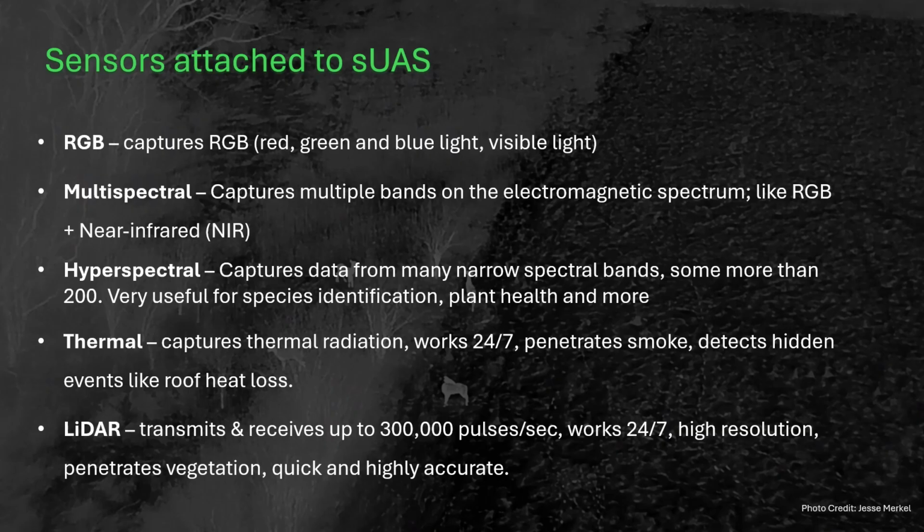Sensors that can be attached to sUAS include RGB, which capture the red, green, and blue visible light, multispectral sensors, which capture multiple bands on the electromagnetic spectrum, like RGB and near infrared, NIR. There are hyperspectral sensors, which capture data from many narrow spectral bands, some even more than 200 bands. It's very useful for species identification and determining plant health. There are thermal cameras, which capture thermal radiation, work 24/7, penetrate smoke and detect hidden events like roof heat loss, and LiDAR, which transmits and receives up to 300,000 pulses per second, works 24/7, has high resolution, penetrates vegetation, and is quick and highly accurate.